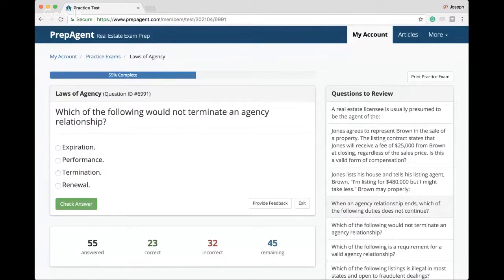Which of the following would not terminate an agency relationship? Expiration, performance, termination, renewal. What do you guys think? Which of the following would not terminate an agency relationship? Expiration, performance, termination, or renewal?